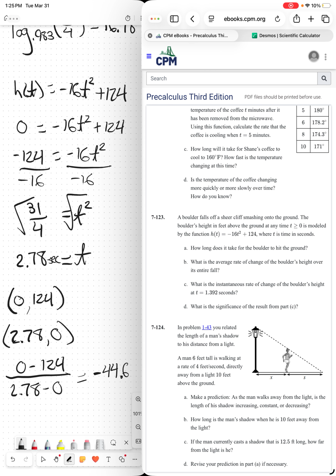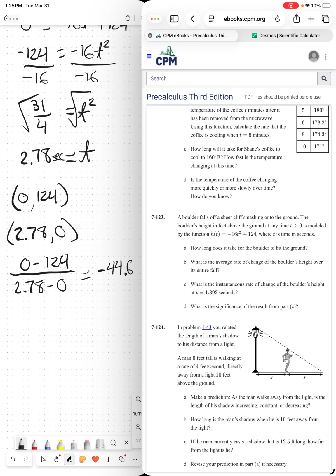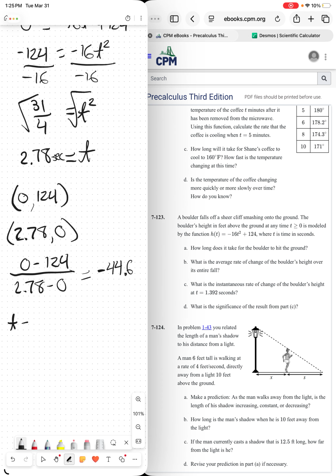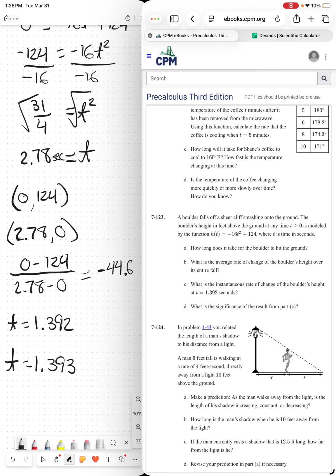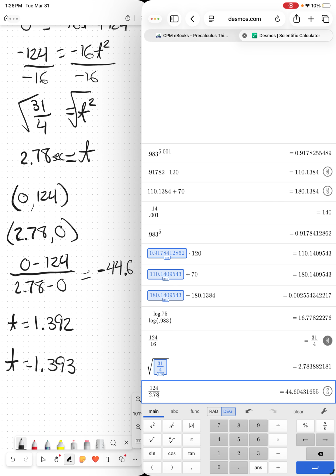Entire fall. What's the instantaneous rate of change of the boulder at t equals 1.392? I would use my other t as 1.393 seconds, just to get really close there. And then plug that back into the function, right? So we could do this.